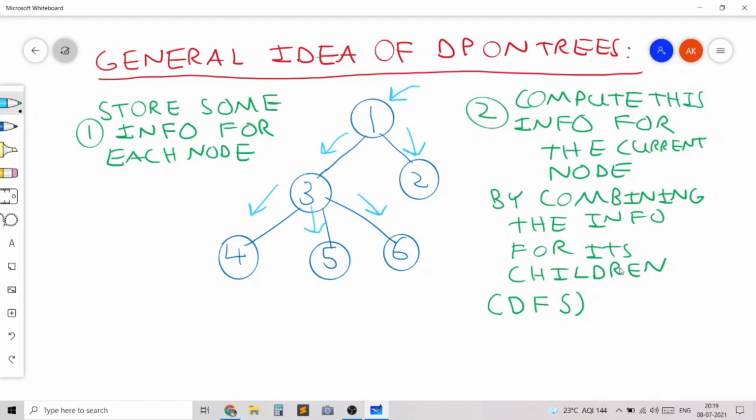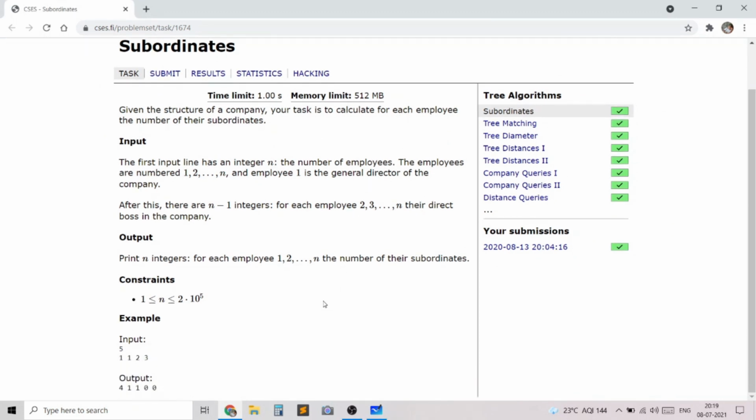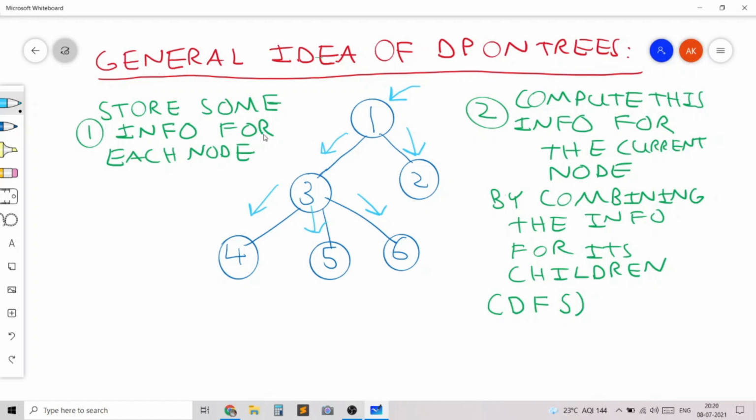So this concept is best explained with an example. Let's take the example of this problem, which is called subordinates. In this problem, for each node, we need to find the number of its subordinates. And a subordinate is basically a node in its subtree. So we need to find the subtree size for each node. So our DP state, or the information which we will store for each node, is basically the subtree size.